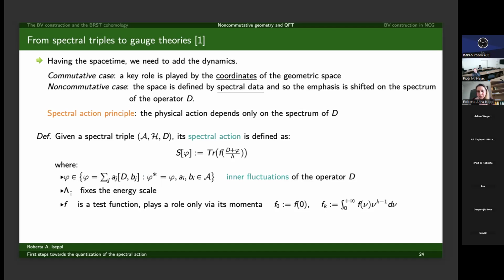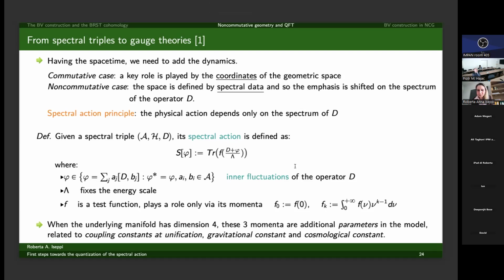Lambda is just some kind of energy scale, and F is a test function, and only plays a role via these momenta. And the idea is that, of course, this is a trace of an operator. So you need to have that something here is a trace class operator. So this is why you need this kind of cutoff, and the function is something that makes that operator a trace class operator.